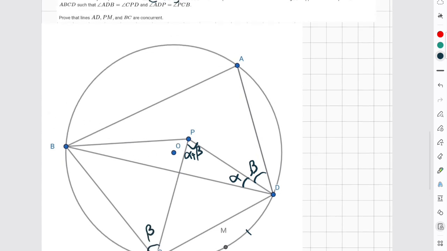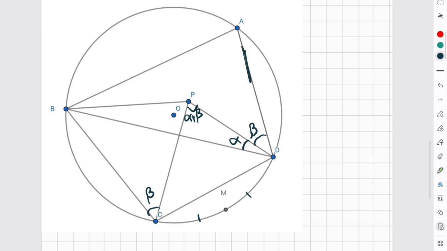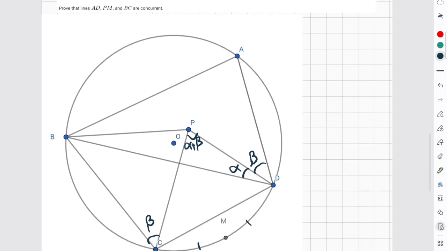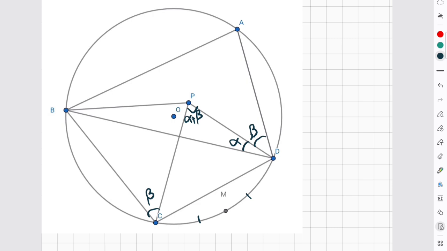We are asked to prove that the lines AD, this line, then PM, this line here, and BC are concurrent. It means that all of these three lines intersect in the same point. From the first look, I felt the urge to connect AM and BM. We know that arc MC is equal to arc MD.